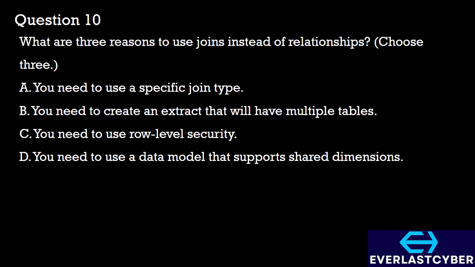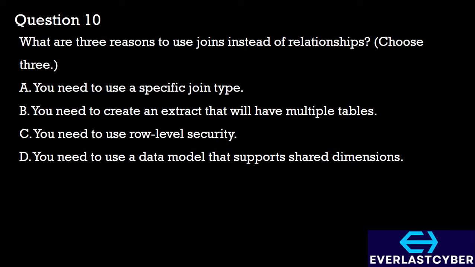In option A, joins give you full control over the type of join that will be necessary depending on how you need to combine the data. However, relationships do not support specific join types directly. So we have different types of joins. We have the inner join, left join, right join, and full outer join.